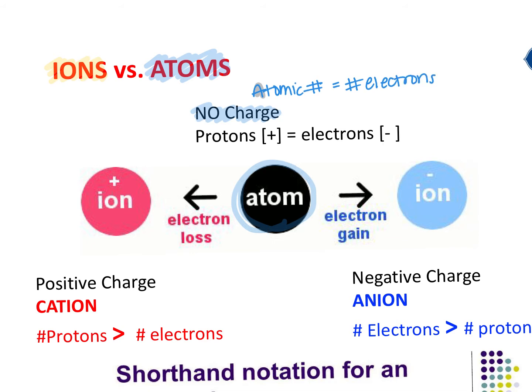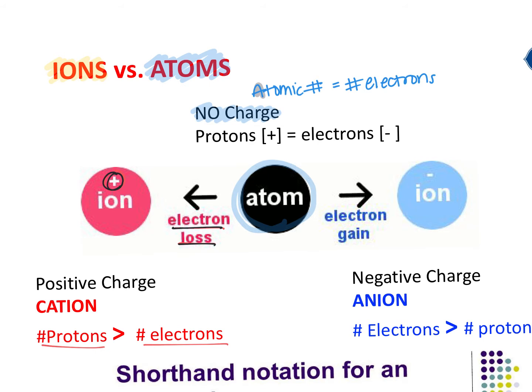Now, if I instead lose electrons, so I have more protons than electrons, these are going to result in an overall positive charge. We call these cations. So if you see a positive charge, you need to understand that you have less electrons.